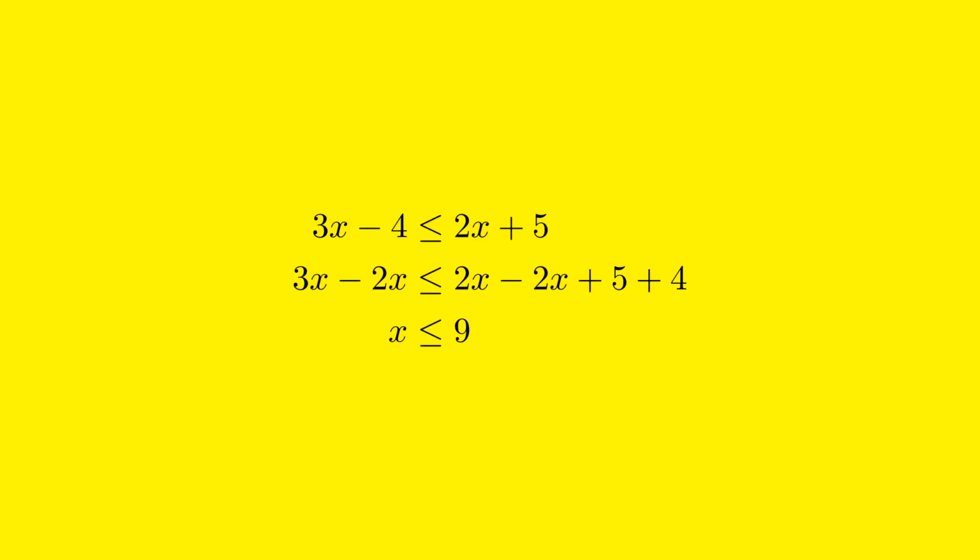Here's the problem we need to solve. 3x minus 4 is less than or equal to 2x plus 5. Remembering our goal is to isolate the x variable on one side of the inequality, the first step is to cancel out 2x on the right side by subtracting 2x from both sides. By doing so, we have 3x minus 2x is less than or equal to 5 plus 4. This can be simplified to x on the left is less than or equal to 9. Thus, the correct answer is B, x less than or equal to 9.